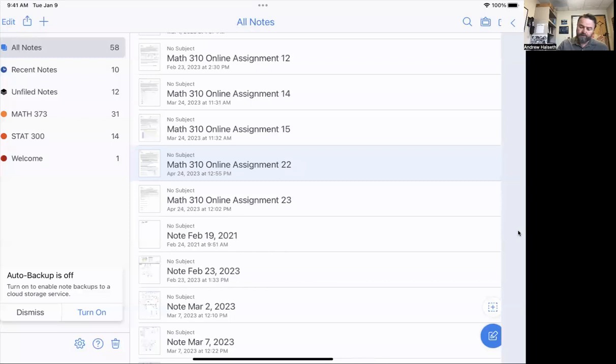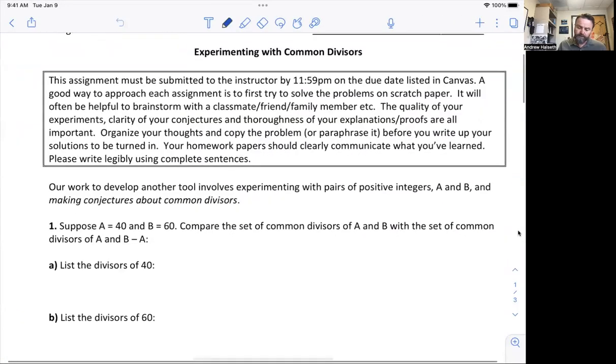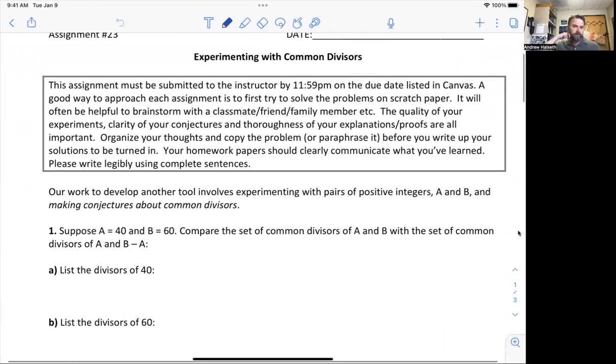Okay, so that's assignment 22. When we get to assignment 23, we're going to experiment with some common divisors. So doing a lot with division here at the end of the class. Our idea here is we're trying to develop one more tool that involves positive integers and dividing. Okay, so here's an example to get us started with some experimentation that will lead us to a conjecture or a tool. So I'll get you started on this one.